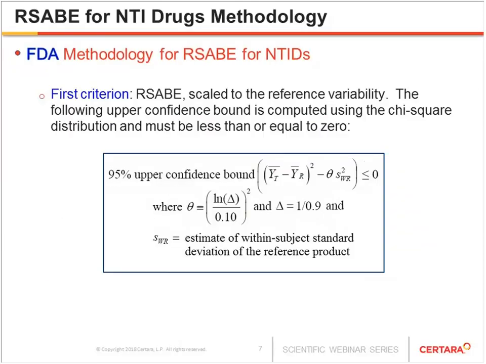The first criterion, RSABE, scaled to the reference variability. The following confidence bound, the upper bound, is computed using the chi-square distribution and must be less than or equal to 0, where the 95% upper confidence bound is the difference between the test and the reference squared on average, minus theta times the variance of the within subject for the reference. And this must be less than or equal to 0. And SWR, this is a term we'll refer to several times here, but that's the estimate of the within subject standard deviation of the reference product.